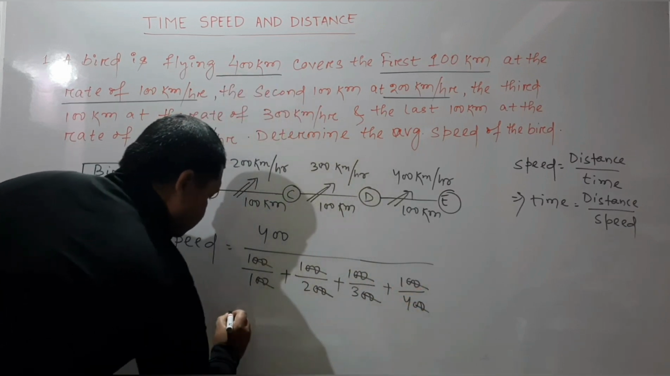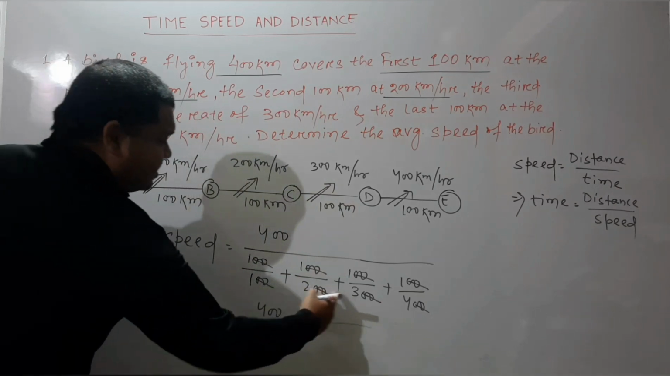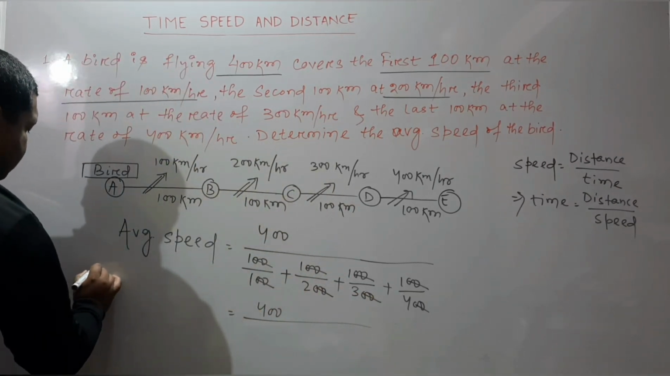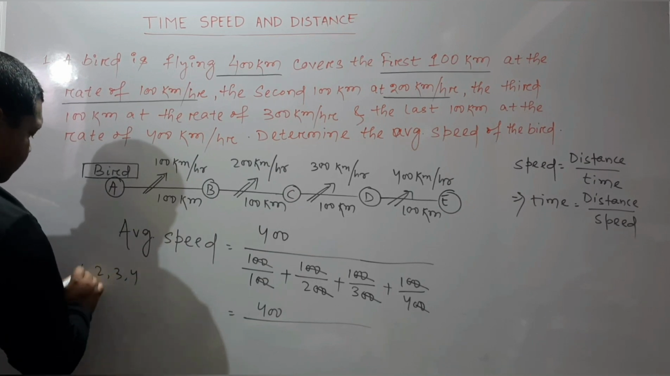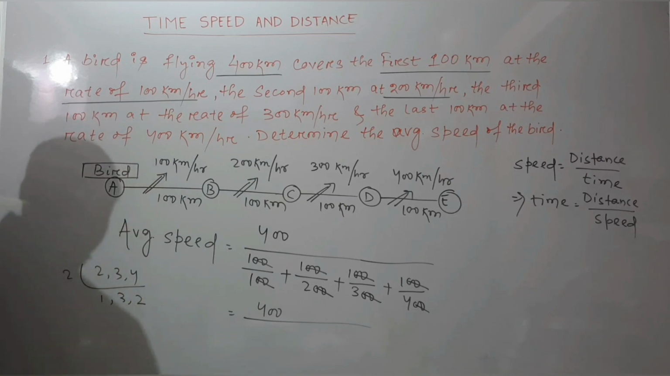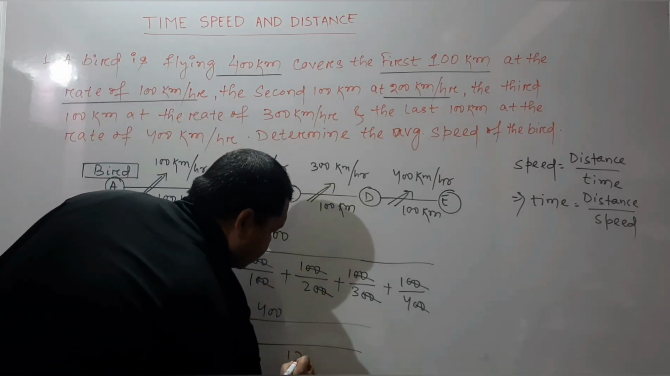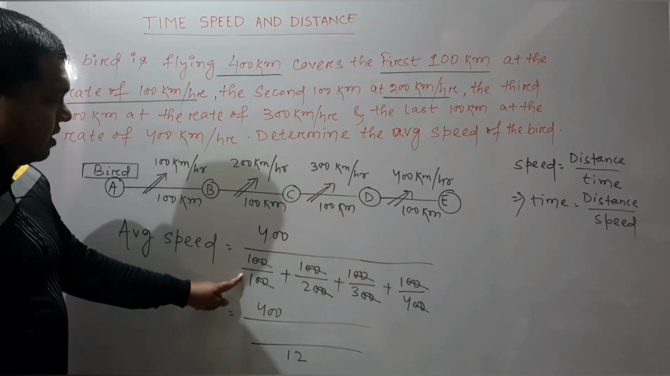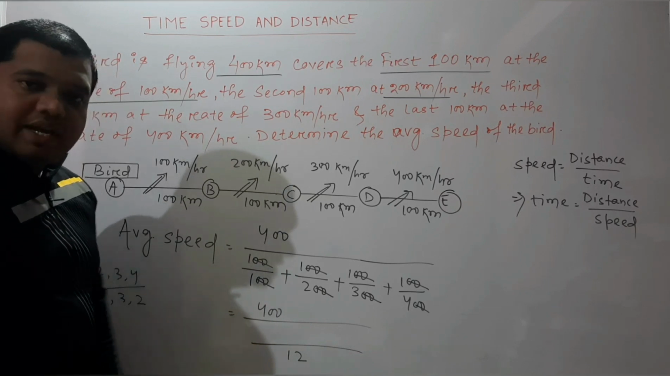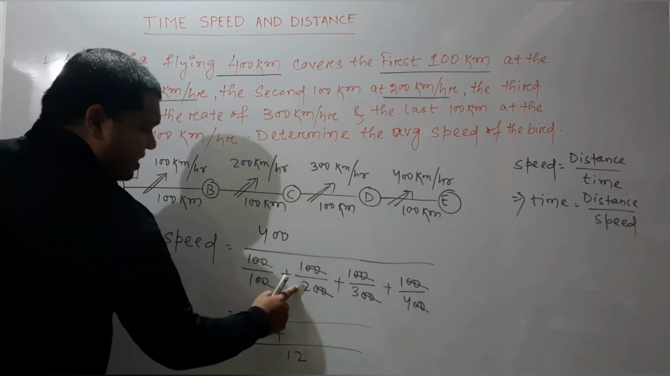Clear? So this is 400 divided by, you can take the LCM of 2, 3 and 4. This is 1, this is 3, this is 2. LCM is 12. 2 into 3, 6. 6 into 2, 12. So here your LCM is 12. This one is 1. If you multiply 1 into 12, you get 12. So this is 12 plus this one is 2.